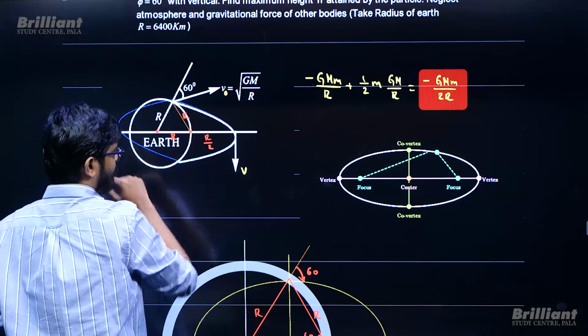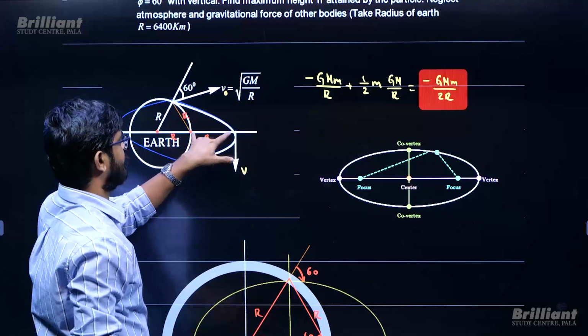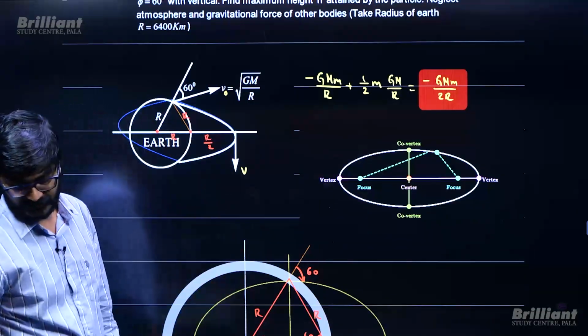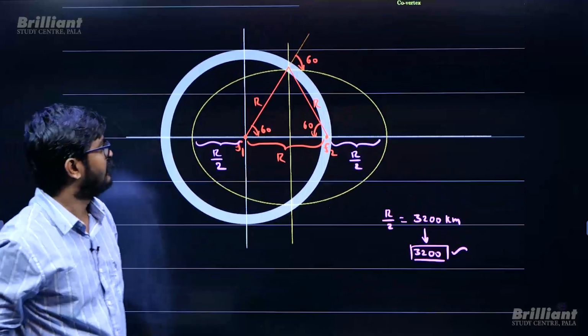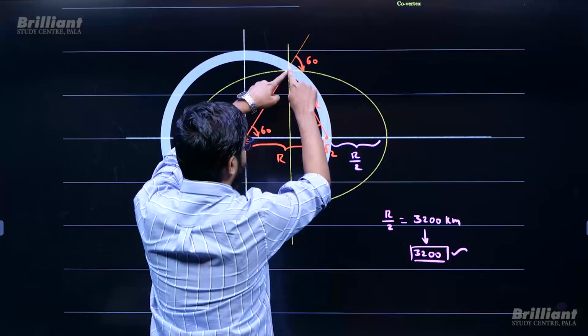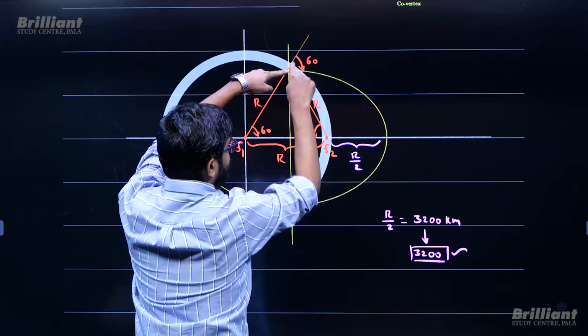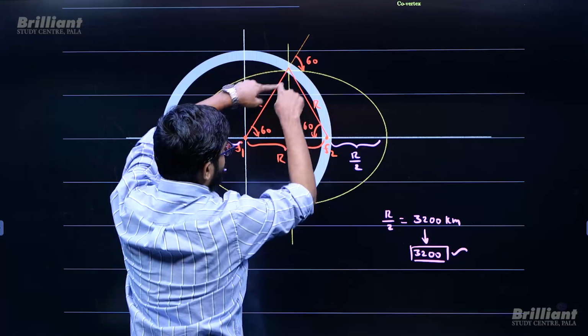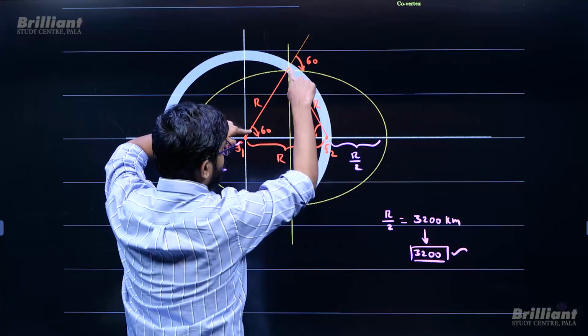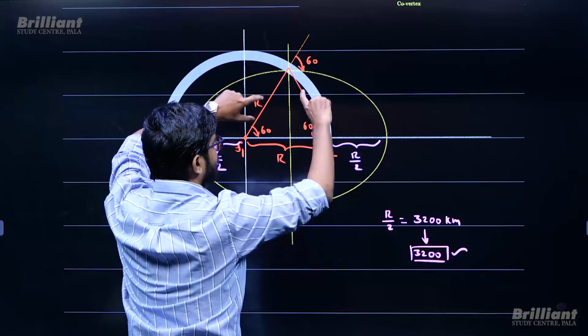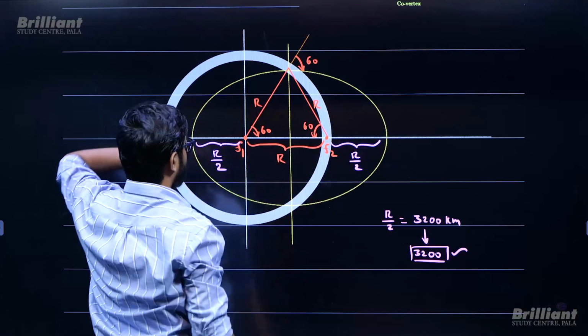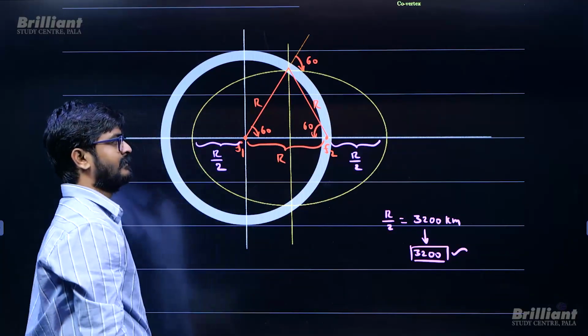Now if this length is r, I can easily show you this length is r by 2. I have drawn another figure here. So you are throwing like this at an angle 60 degrees with this. From here we concluded this length is r, this angle is 60, so this is going to be another focus, and these two lengths are r. Now the major axis length has to be 2r.